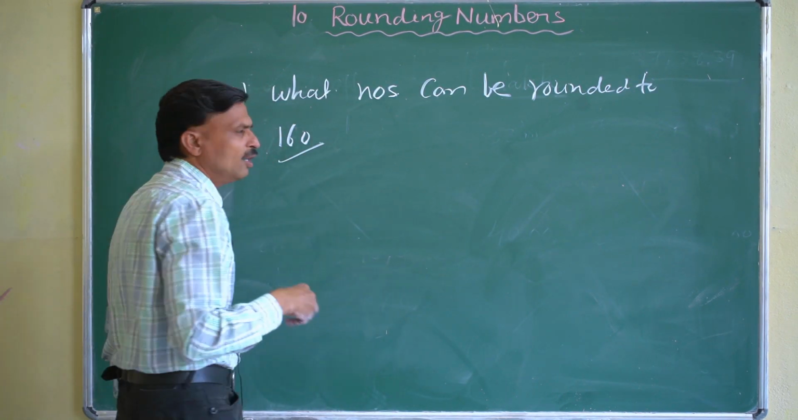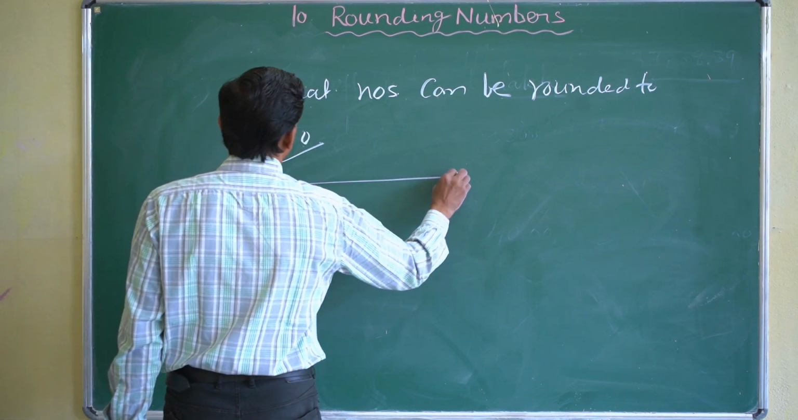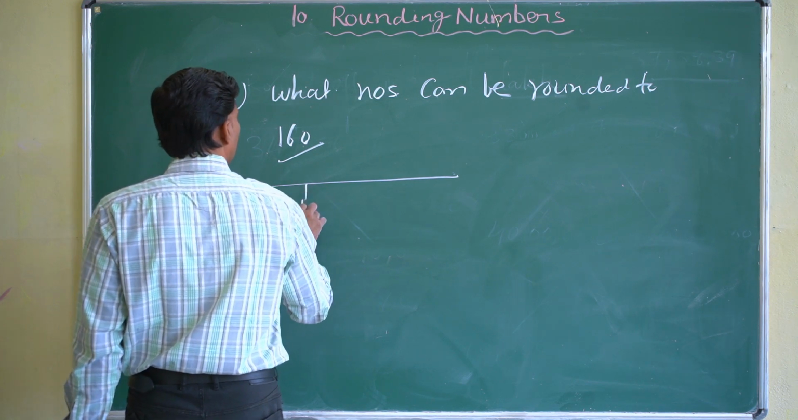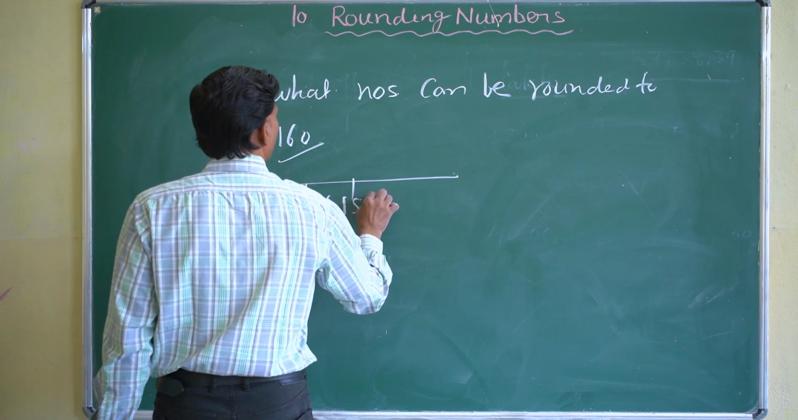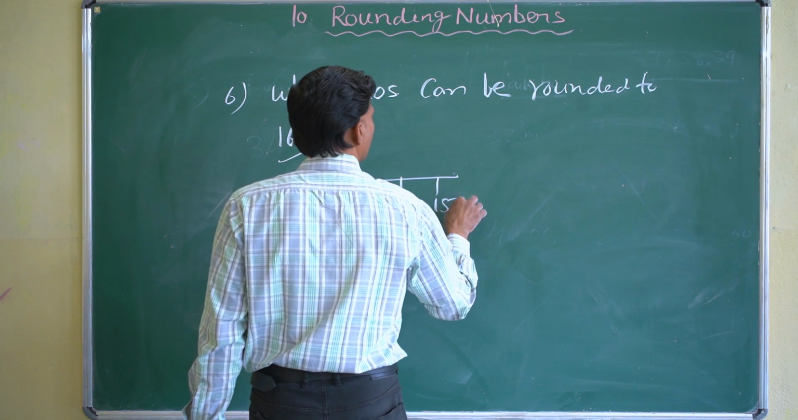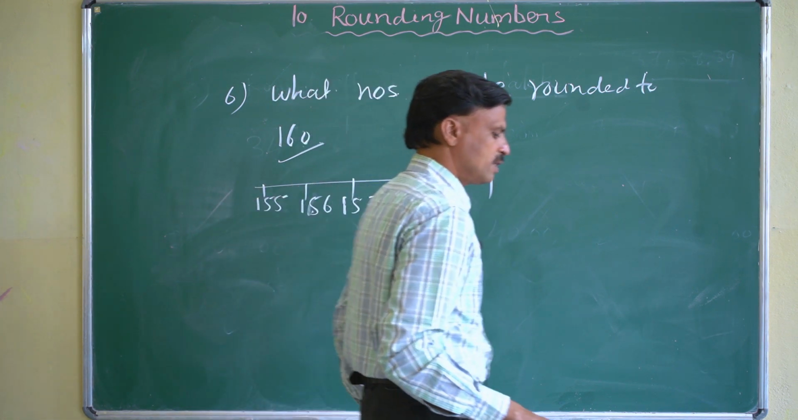Means you have to tell which number can be rounded to 160. So all the numbers which are 155 or more than 155, that is 155, 156, 157, 158, 159, will be rounded off to 160.